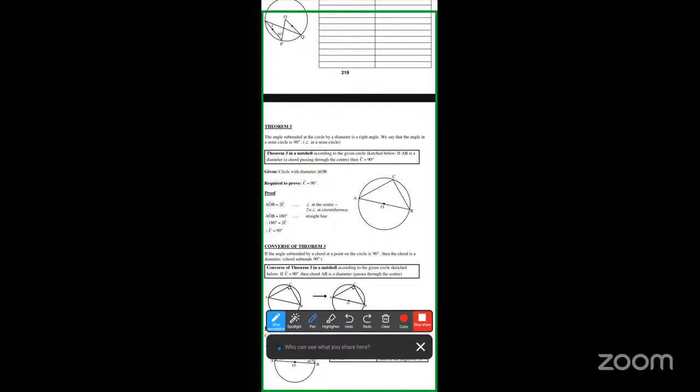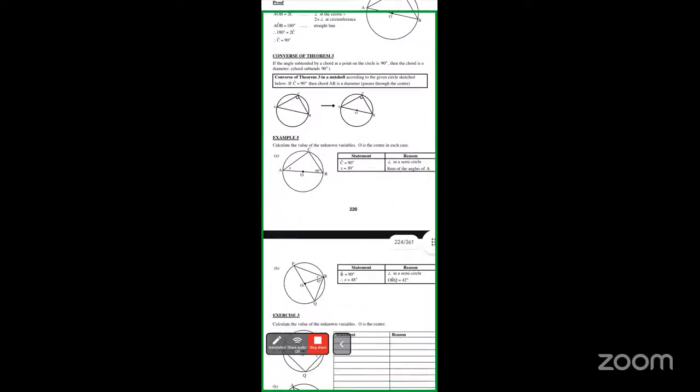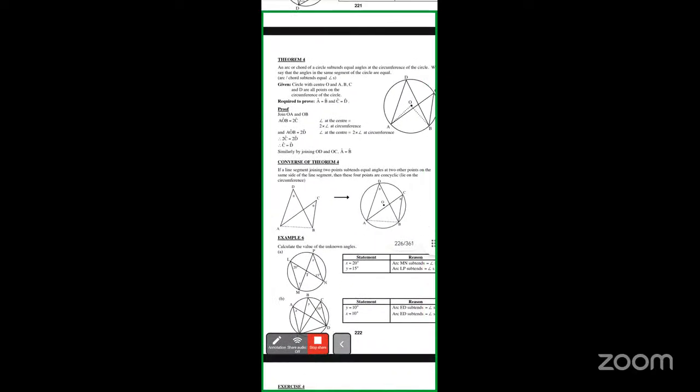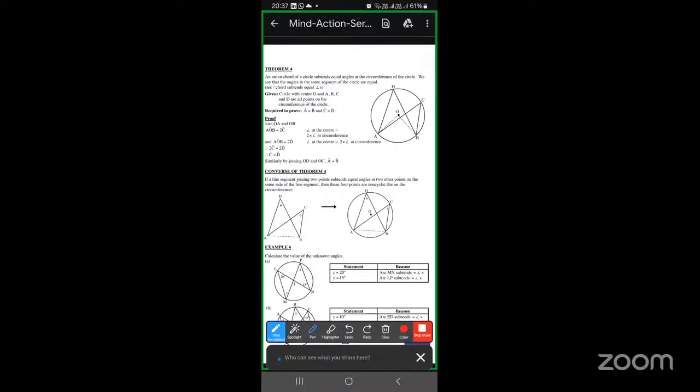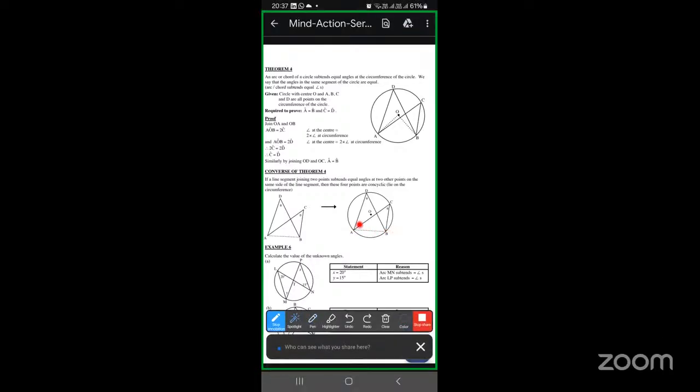Then we can pass to another theorem. Theorem 4. They are saying here, an arc or chord of a circle subtends equal angles at the circumference of the circle. This is the chord, or the arc, they are talking about. Subtends equal angles. So these are the equal angles.